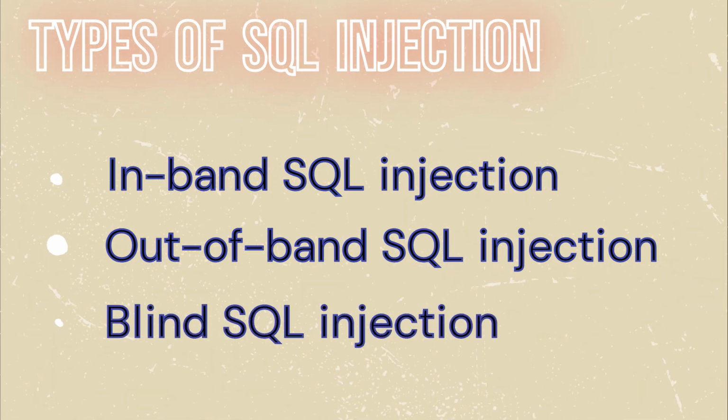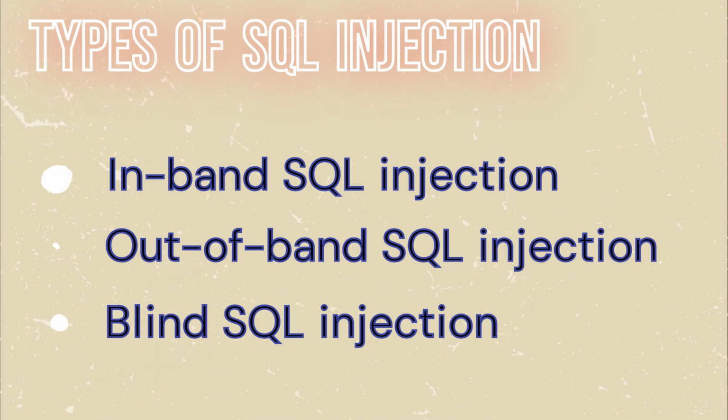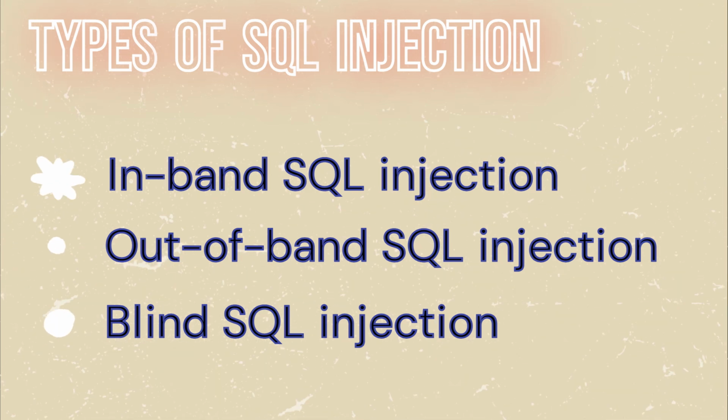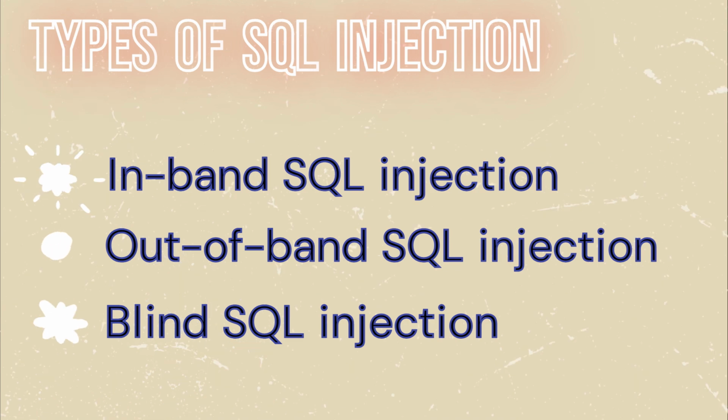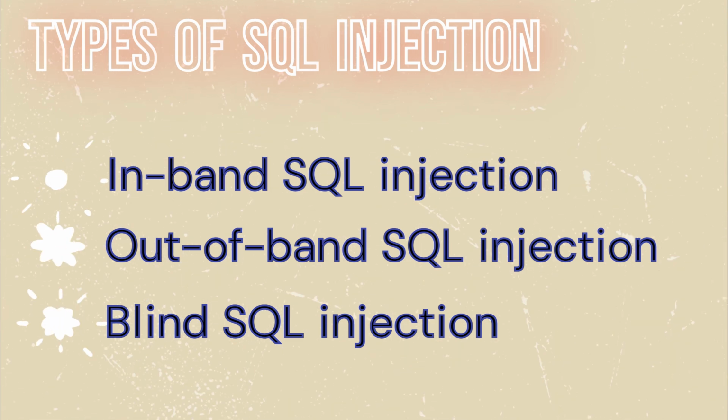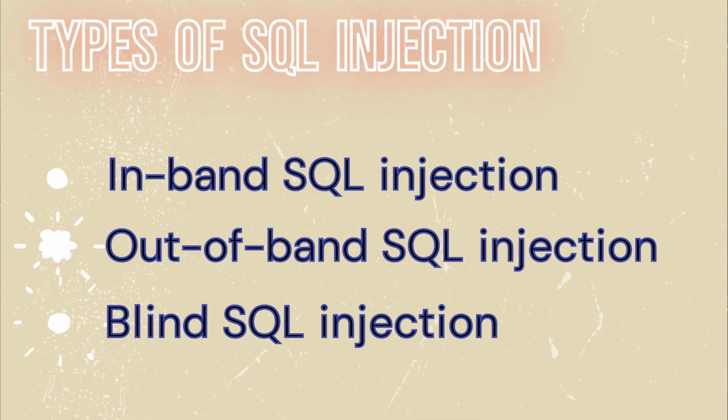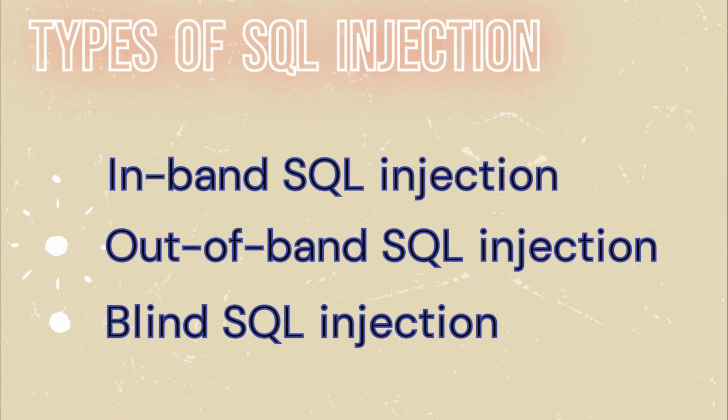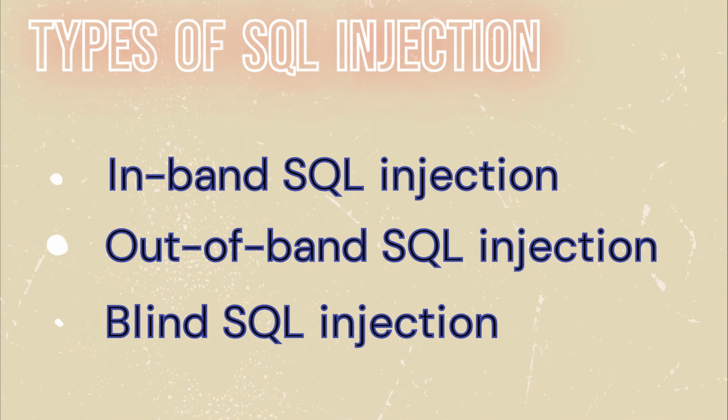Blind SQL injection. In this type of attack, the attacker doesn't receive any direct response from the database. Instead, the attacker observes the behavior of the web application to infer the structure and content of the database.